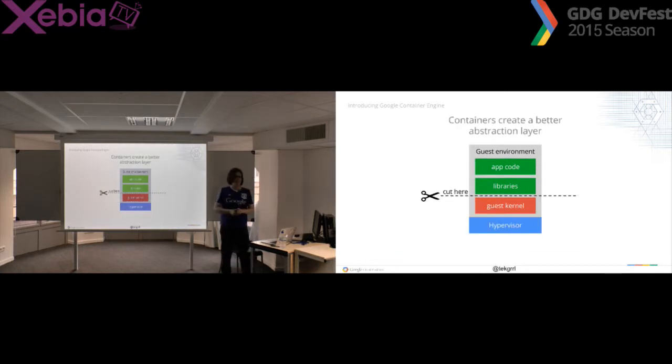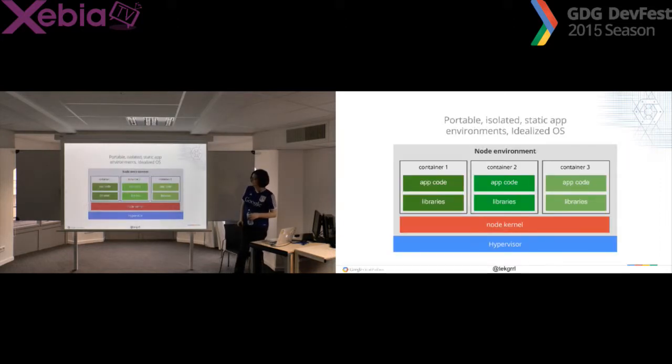Containers effectively create a better, or at least a different abstraction layer. And they move us up the stack. So we have an idealized operating system, the guest kernel in this case, instead of an idealized piece of hardware. And on top of that, we can run our libraries as before and our application code within a container. And that would look something like this.